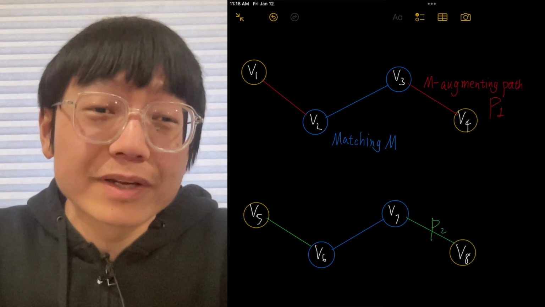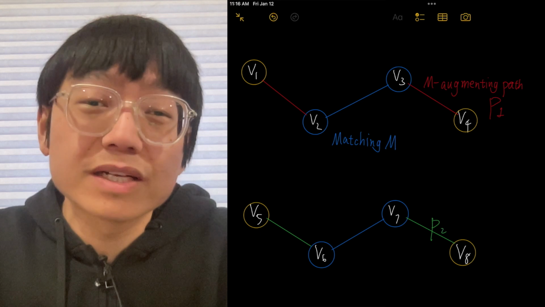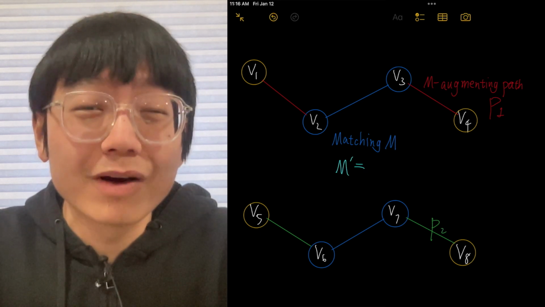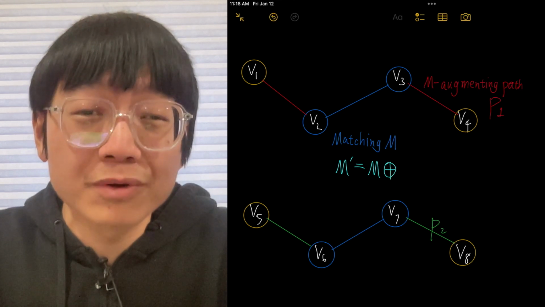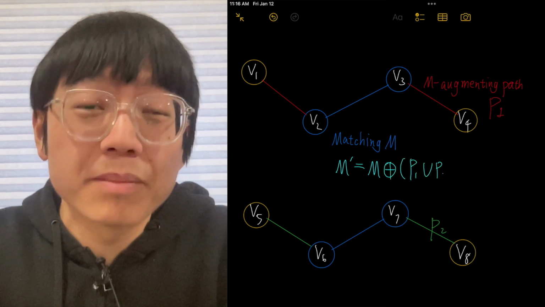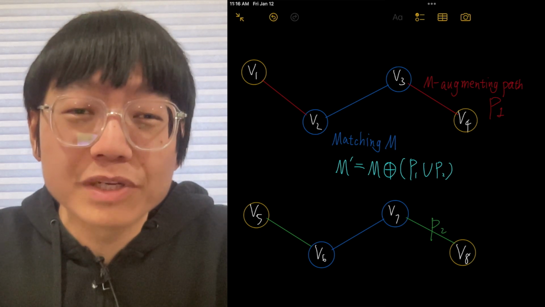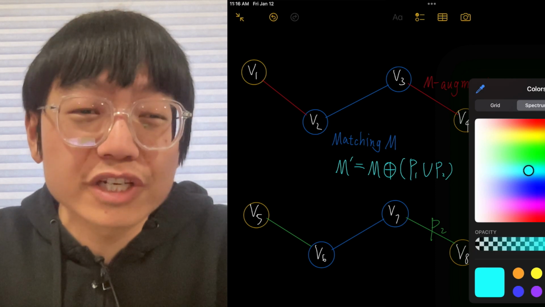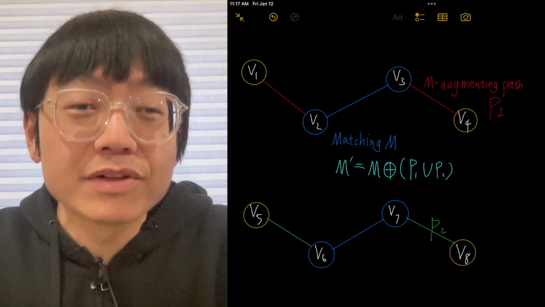According to the corollary, if we take the symmetric difference of M with the union of the paths P1 and P2, we will obtain a new matching M prime that is larger than M by the number of disjoint augmenting paths. And since we have two disjoint paths P1 and P2, the new matching M prime will have cardinality of M plus 2 edges.